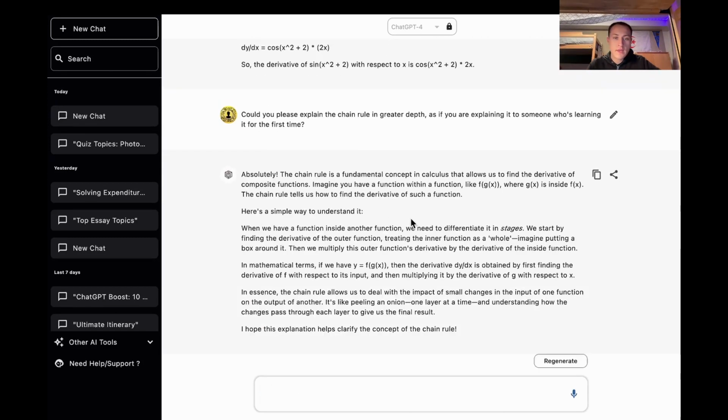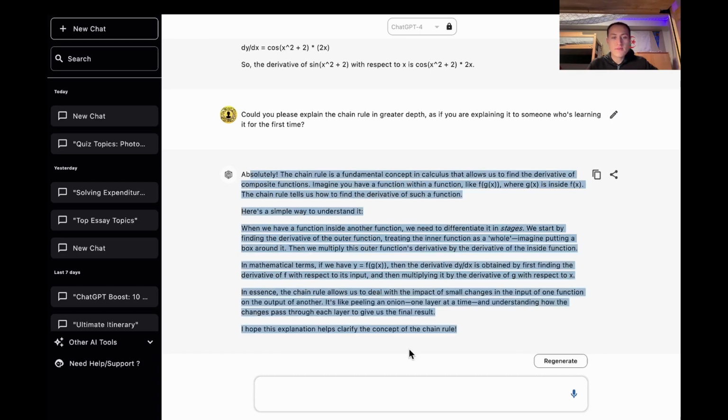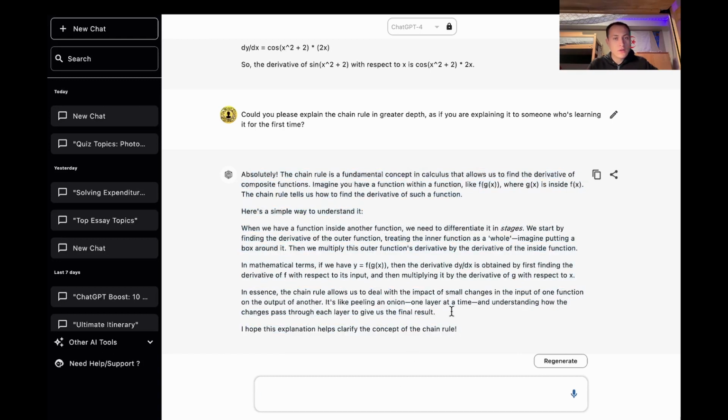So input that. And now right here, it tells you it's a fundamental concept of calculus, allowing you to take derivatives of composite functions. So essentially what you have is a function within a function right here. So g of x in f, and then you take the derivative of the outside times the derivative of the inside. And of course, if this doesn't make sense, you could always ask it to clarify as if you're, say, a 5-year-old, something like that. You could get really creative with this.